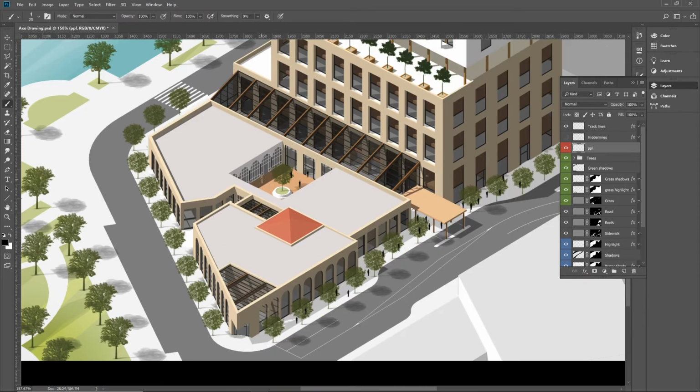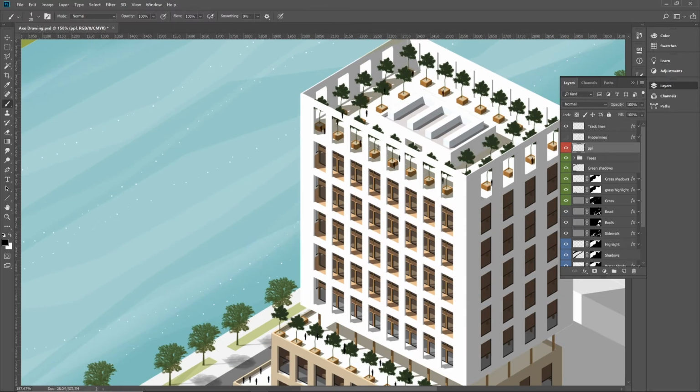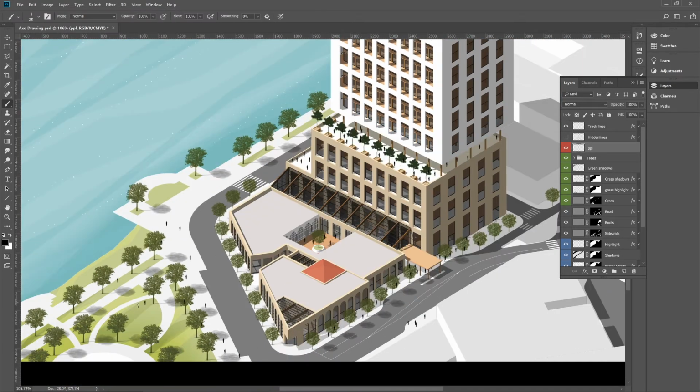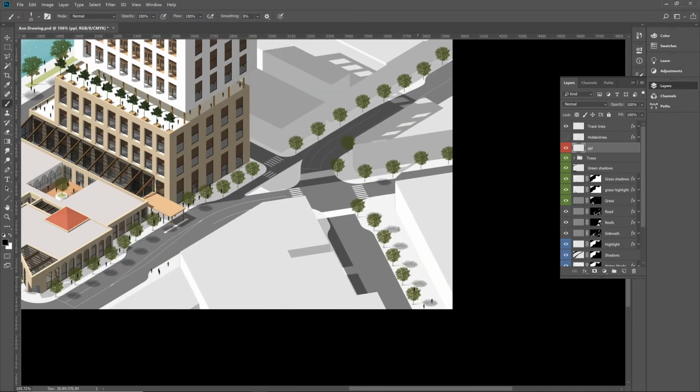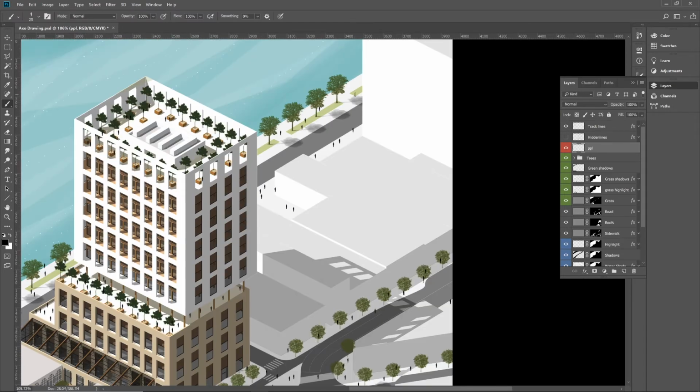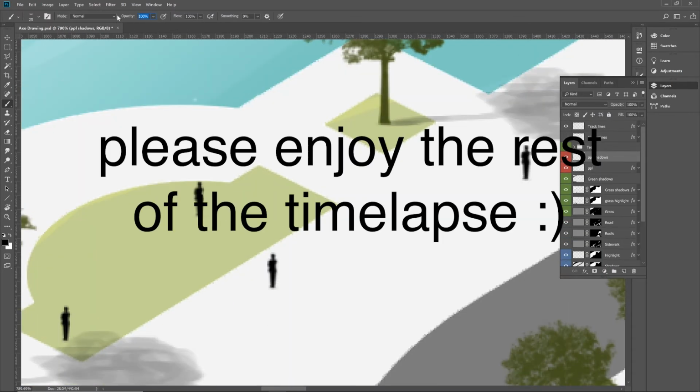So in conclusion, axonometrics are a really good way for showing the overall design of your project. There are, of course, many types of axonometrics, but we will talk about them later on.